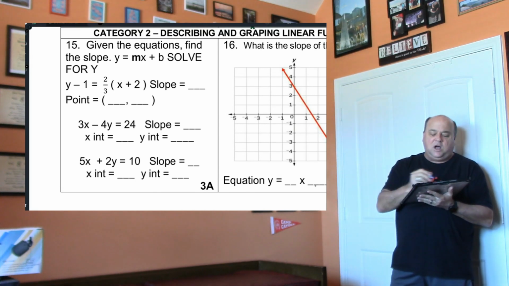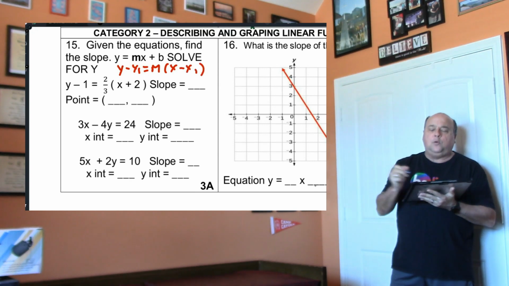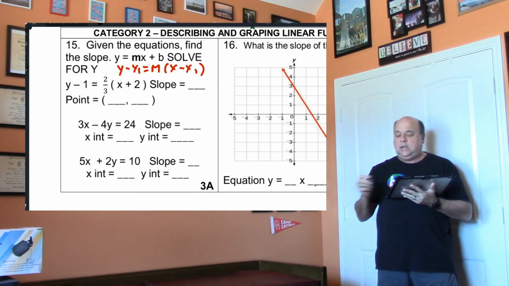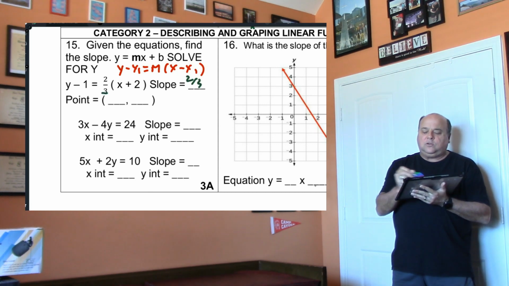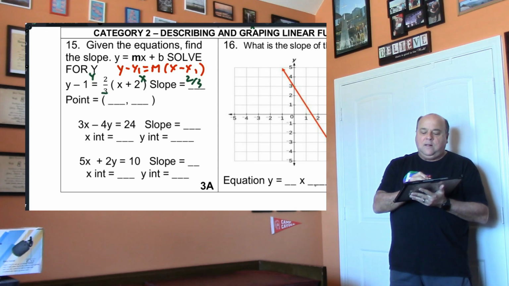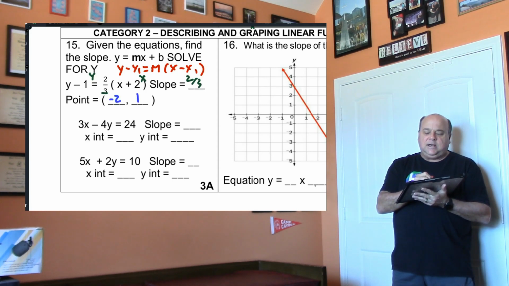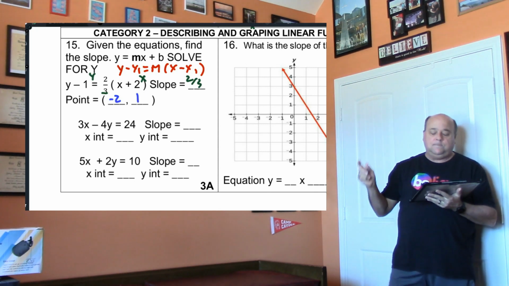Fun. I should be putting these on the paper. This is your point slope formula, okay? So if this is your point slope formula, this is a slope, 2 over 3, and my x is 2 and my y is negative 1. The opposite of 2 is negative 2. The opposite of negative 1 is 1. So that means that point would be negative 2, 1.